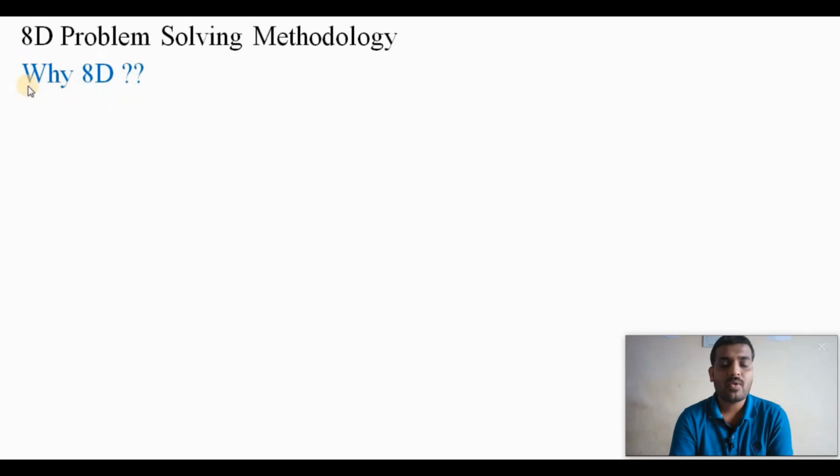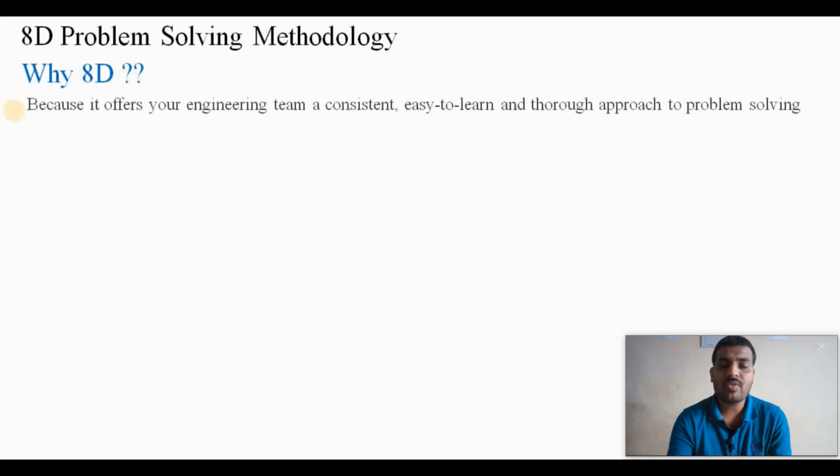We will move to the why part of the 8D problem solving methodology. This 8D methodology is popular in automotive because it offers your engineering team a consistent, easy to learn and thorough approach to solving whatever problems might arise at various stages of the production processes. If you apply this 8D methodology properly, you can expect a few benefits out of it.